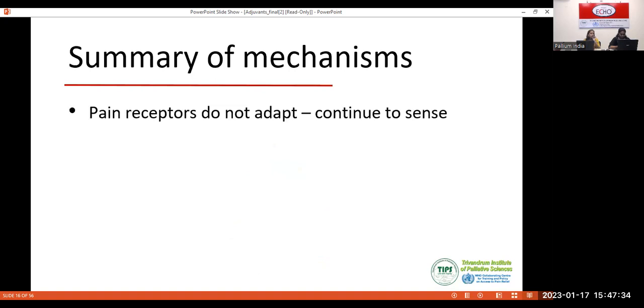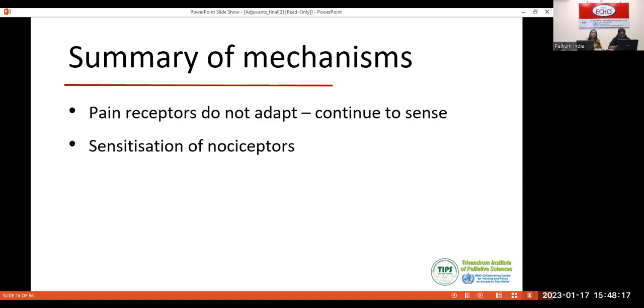So these are a few things that you have to remember. Pain receptors do not adapt. We say that after some time you will get used to the pain. You will not get used to the pain. The pain receptors will not adapt according to the stimulus. It will continue to sense pain as long as the stimulus is there. Imagine you have a needle prick. You have pain, right? But if you keep your finger under a sewing machine and switch it on, do you think your pain will reduce after some time, or you will keep sensing the pain? You keep sensing the pain. Your pain receptors will not adapt. As long as the stimulus is there, you will feel pain.